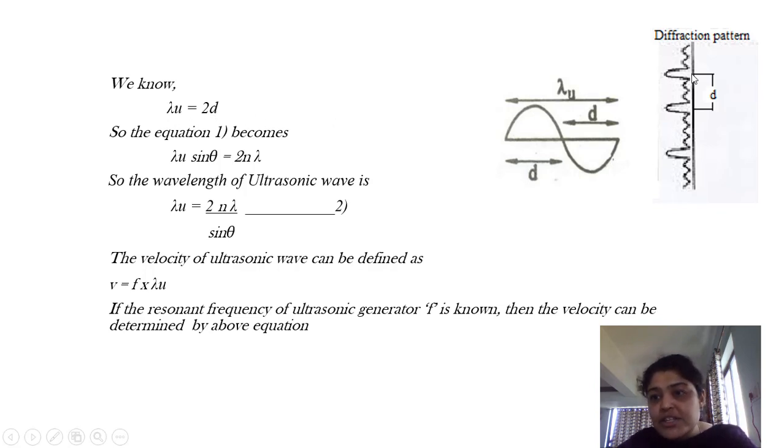See, this is the diffraction pattern which is formed. Suppose this corresponds to central maxima, first order maxima, first order maxima. So this distance is d. Consider this as a wave. This was the stationary pattern which is formed. This is entirely one wavelength, but half of that corresponds to d, because this was one antinode and this is the second antinode. So from this diagram, we can say that the grating element is half the wavelength of the ultrasonic wave. So d equals lambda u by 2, or lambda u equals 2d.